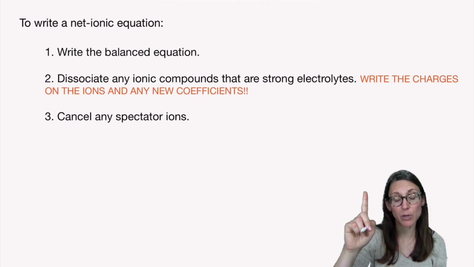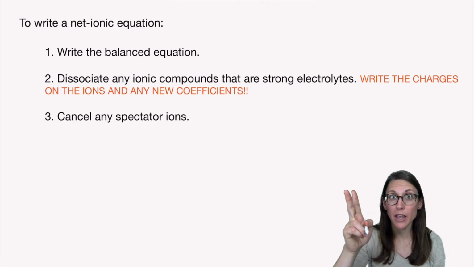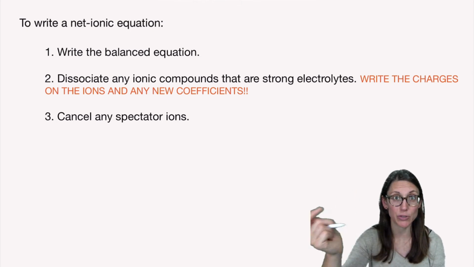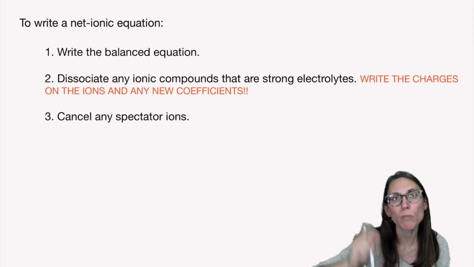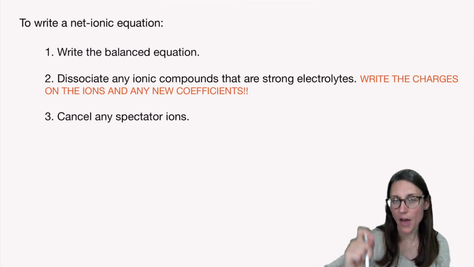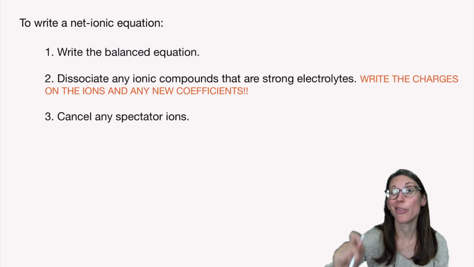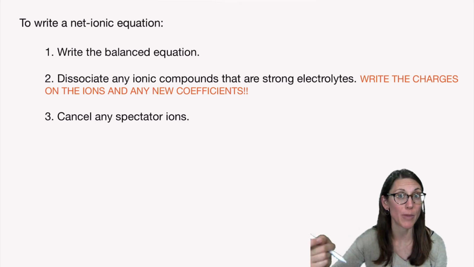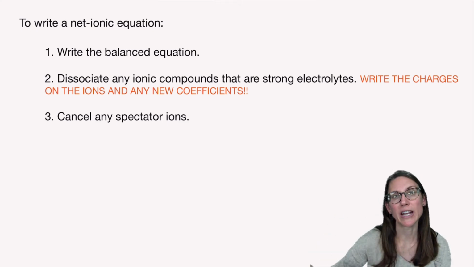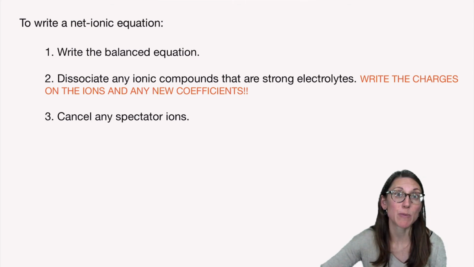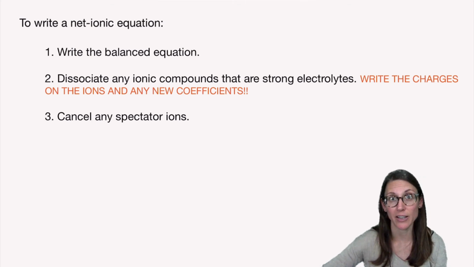Now, once you've figured out what's going to dissociate, here's your process for writing a net ionic equation. You're going to write the balanced chemical equation. You're going to dissociate any ionic compounds that are strong electrolytes, that list we just talked about. When you dissociate them, you must write the charges on the ions, and you need to take note of any subscripts that were there due to charge balance. Those are going to become coefficients when this compound dissociates. We'll play with this in class some. Once you've dissociated any strong electrolytes, you're going to cancel any spectator ions to see what remains in your net ionic equation.